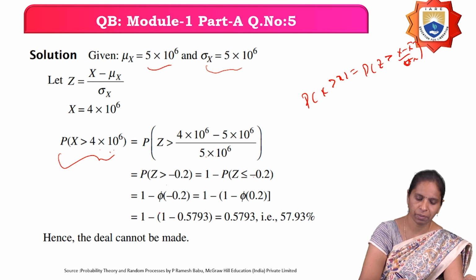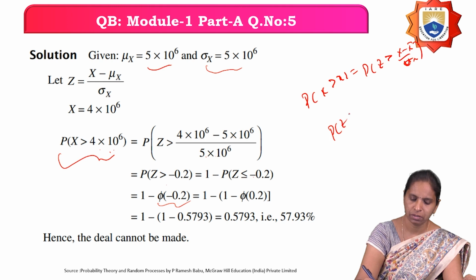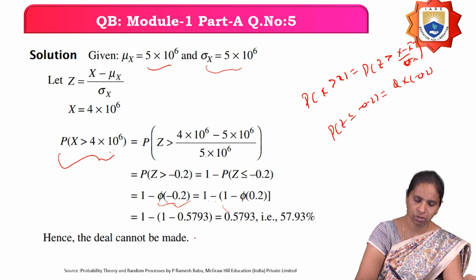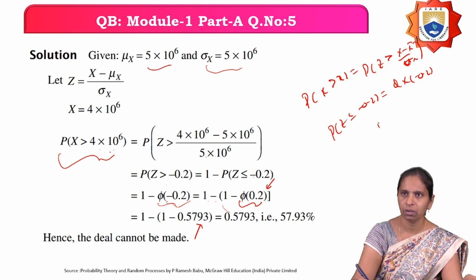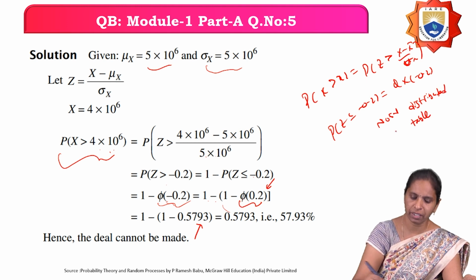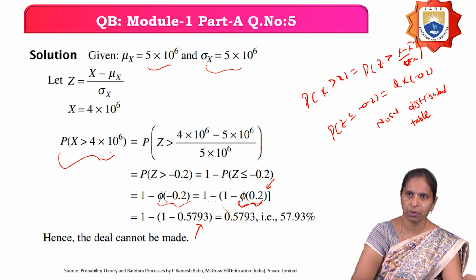That equals 1 minus phi of 0.2. So what is P of z less than or equal to minus 0.2? Nothing but phi of minus 0.2. How can you calculate phi of minus 0.2? Nothing but 1 minus phi of 0.2. So this can be calculated. This value can be seen from the normal distribution table. From this table, directly you can write down the value of phi of 0.2. What is that value? It equals 0.5793.